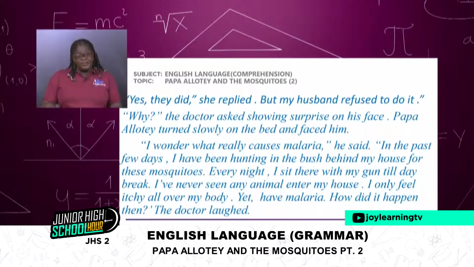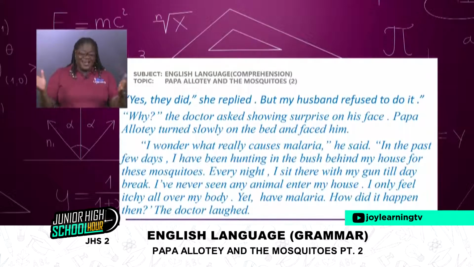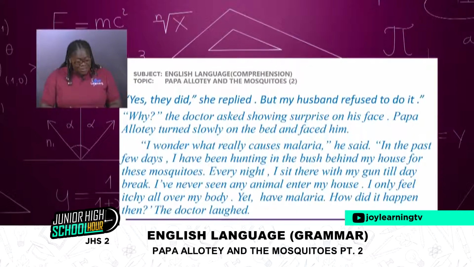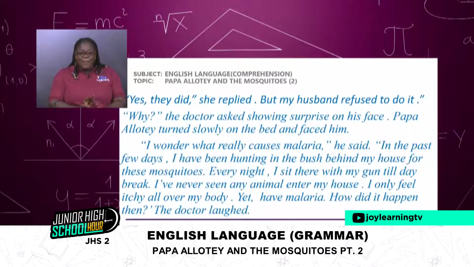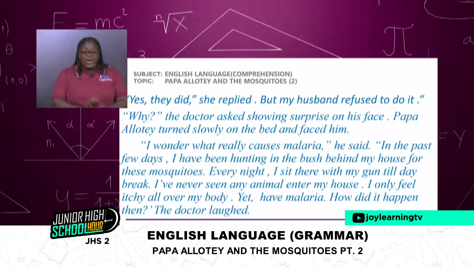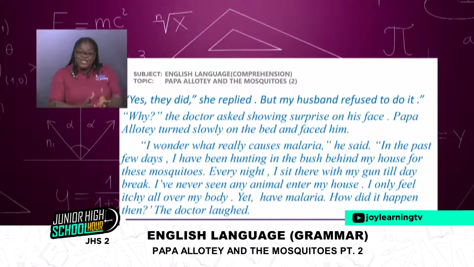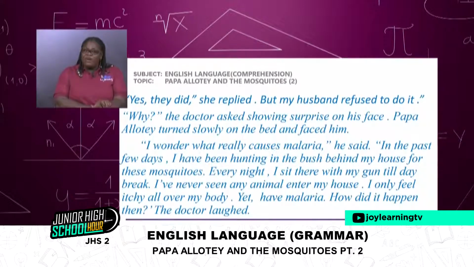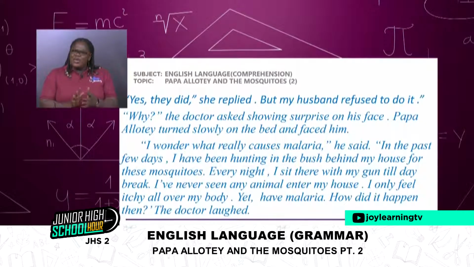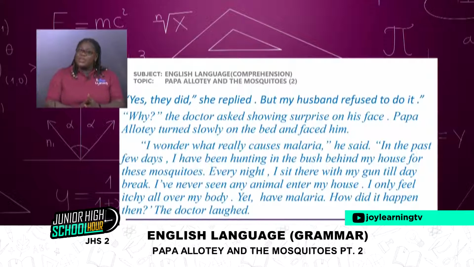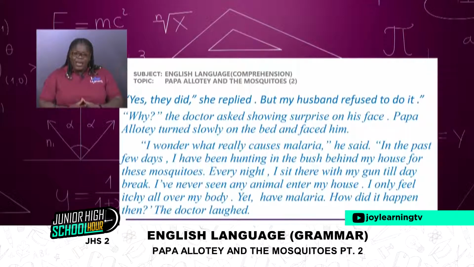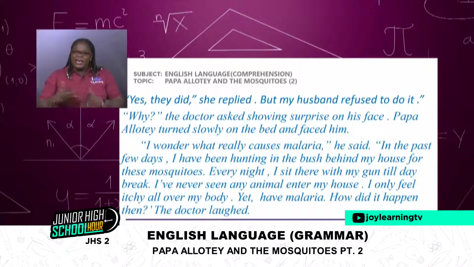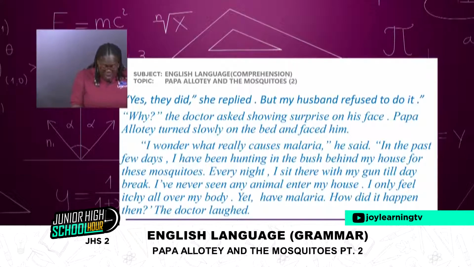The doctor laughed. The doctor laughed because it's obvious that Papalo was so ignorant. He had no idea that even the itching he was feeling over his body was the fact that he was being bitten by mosquitoes. That was ignorance. His mind was, he's always ready to face the mosquitoes with his gun so he can kill them, and so on and so forth. So the doctor laughed because he was surprised.